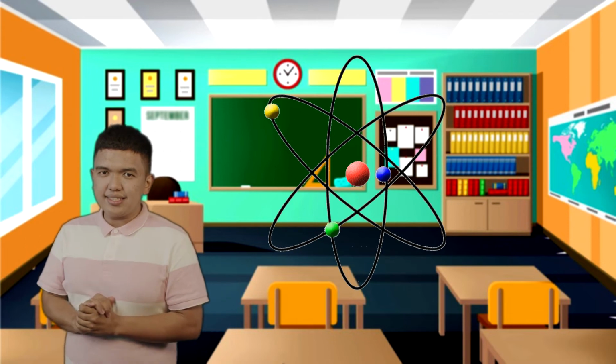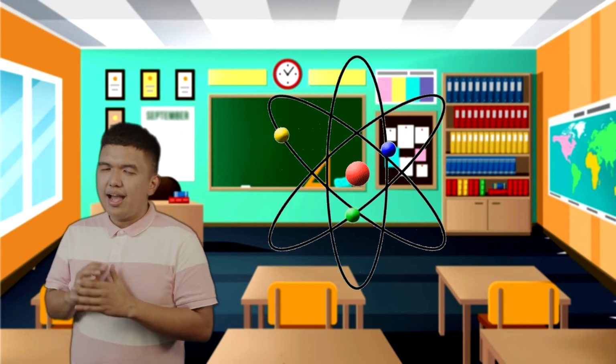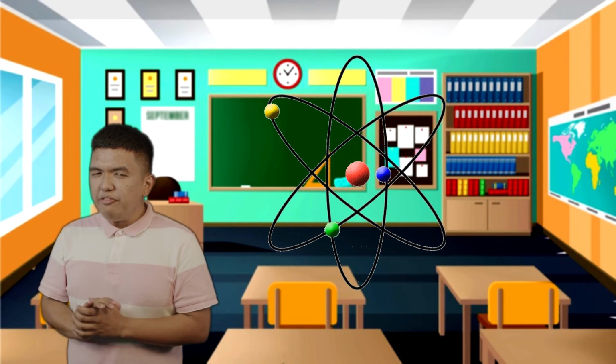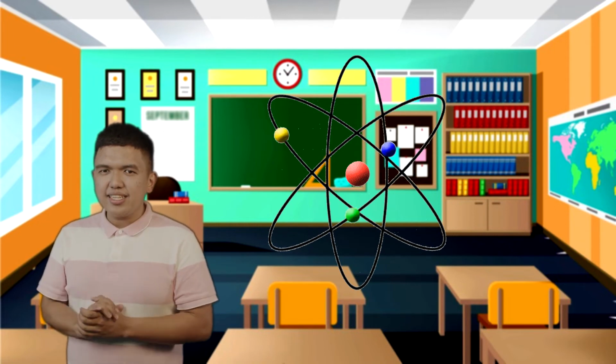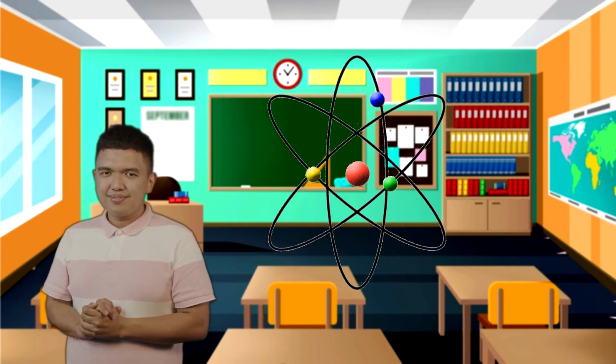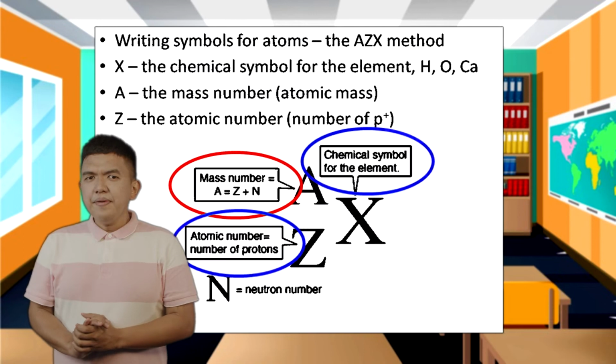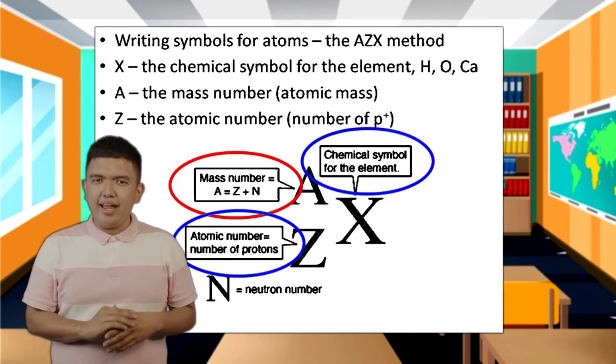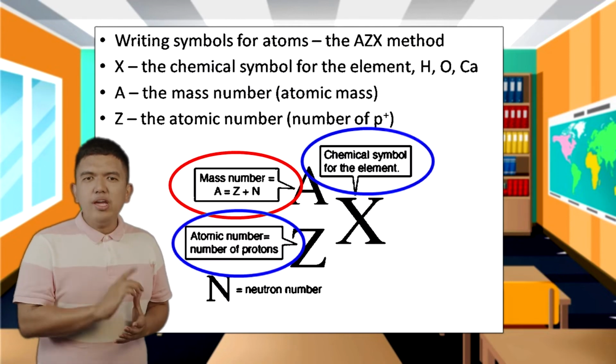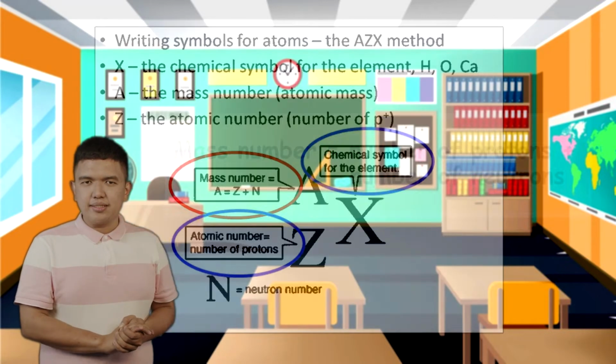For our next lesson, we are going to learn how to compute for the number of protons, neutrons, and electrons in an atom. For you to have a clear understanding, let us have here the symbol key of an element. X represents the chemical symbol, A represents the mass number, and Z represents the atomic number. In determining the number of neutrons and protons in an element, we will be working on these formulas.